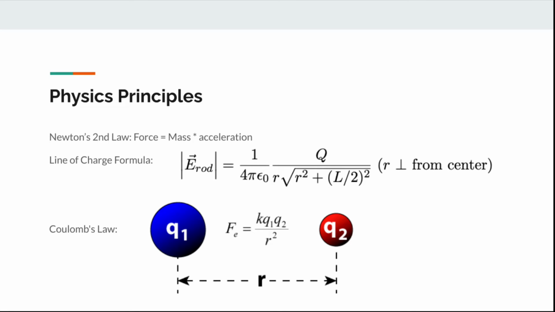So here are some of the physics principles that we're going to be using today. We'll be using Newton's second law, where force equals mass times acceleration. This will help us find the force of gravity present on the tapes. We'll also be using the line of charge formula. So unlike last time where we did it as a single point charge, we're going to be using this formula from class because we're going to be treating it as a line. And when we use our GlowScript code, we are going to be treating it like a number of point charges. So we'll use Coulomb's law for that, same as last time, where force equals the constant k times the two charges over the distance squared.